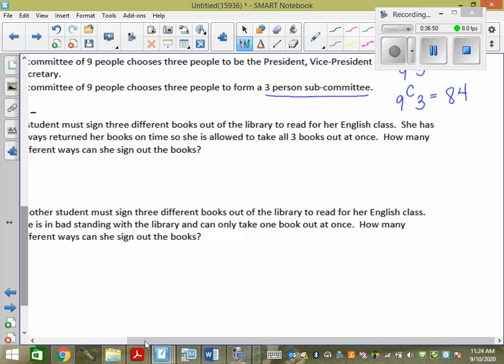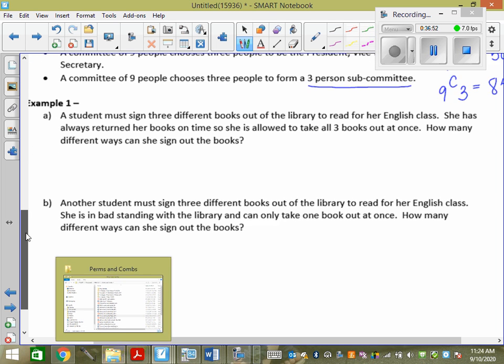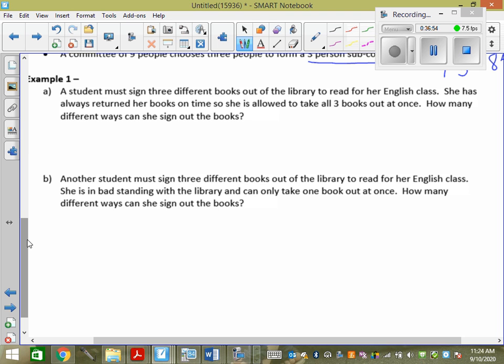Okay. We're going to look at example 1. A student must sign out 3 different books at the library to read for English class. She has always returned her books on time, so she's allowed to take all 3 books out at once. How many ways can she do this? How many different ways?